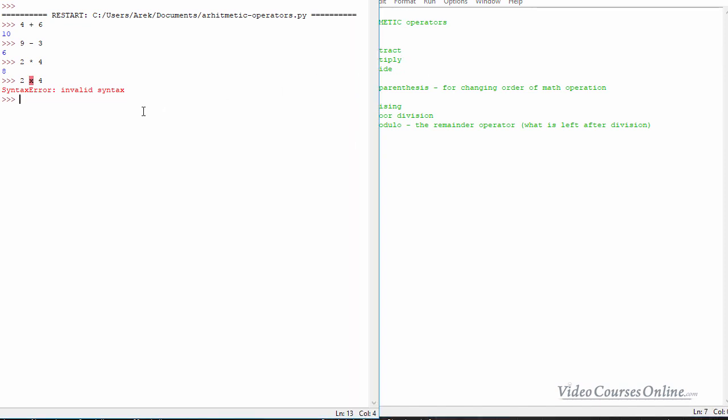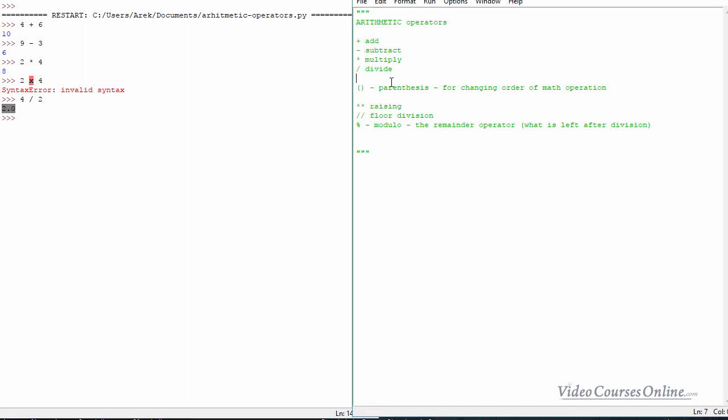In order to divide two numbers, you should write the slash. It's also worth noticing that when you divide two integers, the result is a float number, right? Because you have got the dot here, 2.0. Even though you do not need to write 0, as you can see, the 0 was written, which means that this is a float number.